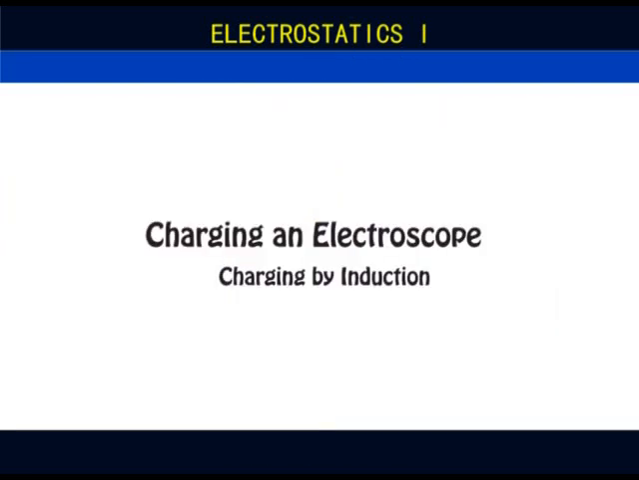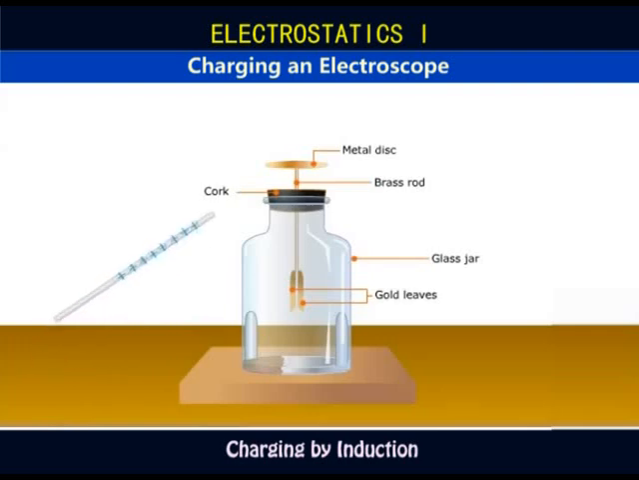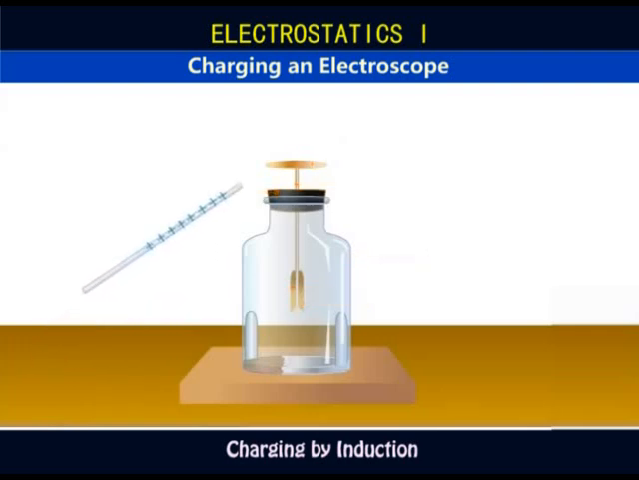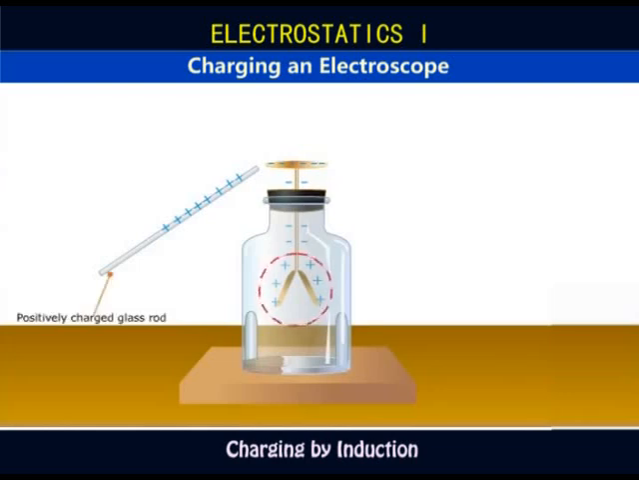Charging by induction. A positively charged glass rod is brought close to the plate without touching it. The negative charges in the electroscope are attracted and get concentrated on the metal plate. The leaves are left positively charged due to repulsion by the glass rod, so the leaves diverge.